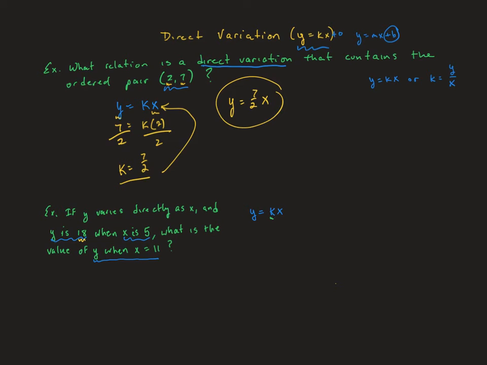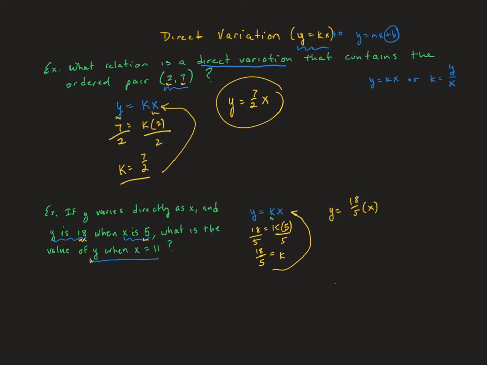So if I substitute in 18 for y and 5 for x, I get 18 is equal to k times 5. And k being that constant of variation, I'm going to isolate it. Then my constant of variation, which is k, is equal to 18 over 5. And if I rewrite that in my relationship, I get y is equal to 18 over 5 times x. And what is the value of y when x is 11?